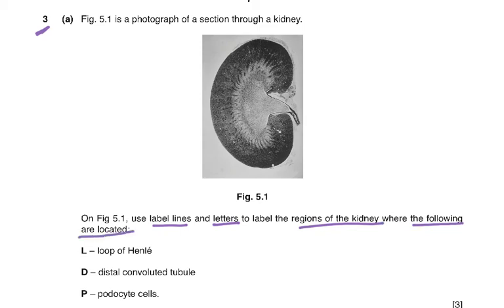The loop of Henle is always in the medulla. I think this is not a very clear diagram, but I would say this would be the L, because the loop of Henle is in the medulla. Then the distal convoluted tubule is in the cortex, so that would be somewhere here, anywhere in the cortex. And then podocyte cells are also in the cortex, so that would be here, P. So L is in the medulla, D and P are in the cortex. The loop of Henle will be in the medulla.